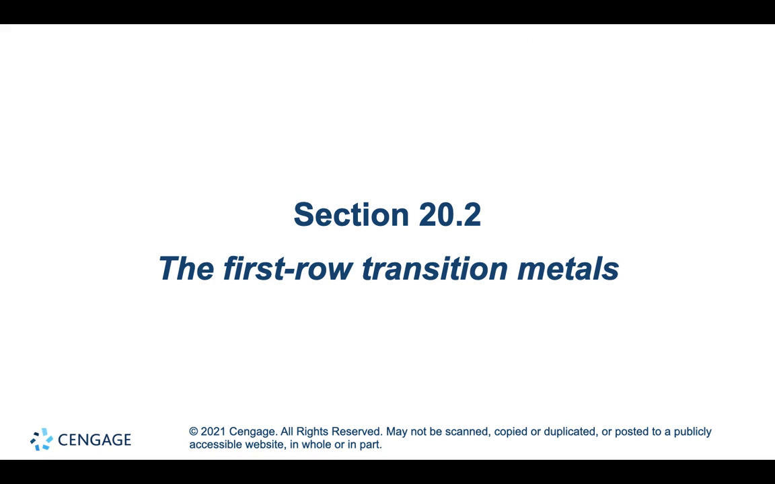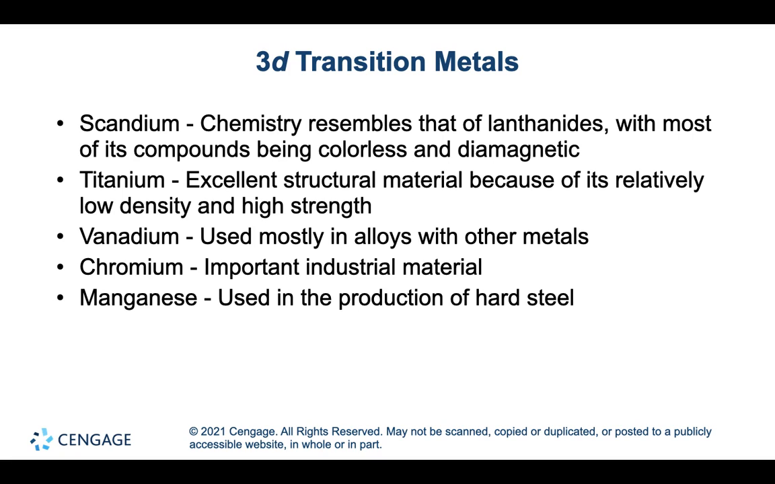So looking at the first row transition metals, scandium's chemistry resembles a lot of the chemistry of the lanthanides, being colorless and diamagnetic. Titanium is an excellent structural material. We find it alloyed with aluminum in airplane parts because it's light and strong, low density and high strength. Vanadium is used in a lot of alloys. It can be alloyed with iron in various steels and with other metals.